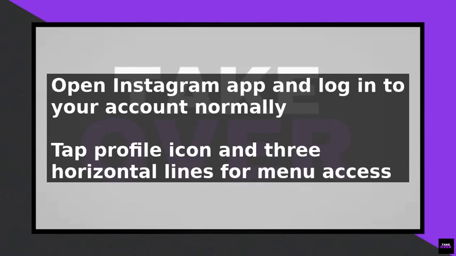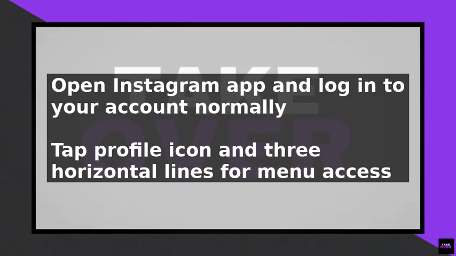To make your Instagram account private, follow these steps. First, open the Instagram app and log into your account. Tap the profile icon located at the bottom right corner of the screen. Then tap the three horizontal lines at the top right corner.